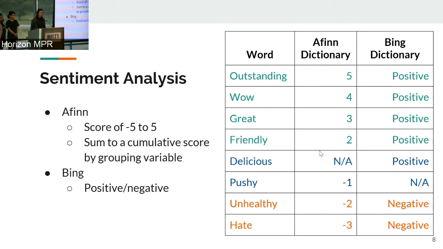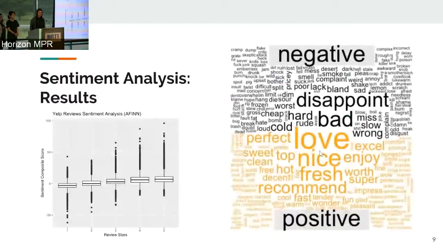But we also worked with the Bing dictionary as well, which is a little bit simpler. It's simply positive words or negative words. And on the right, you can see an example of some words and how they would be coded in the two different dictionaries. We see outstanding would be very positive versus friendly as just a score of 2. But also you'll notice that delicious is included in the Bing dictionary but isn't in the AFINN, which is relevant to restaurant reviews, as well as pushy would be included in the AFINN and not in the Bing. So that's why we decided to just work with both.